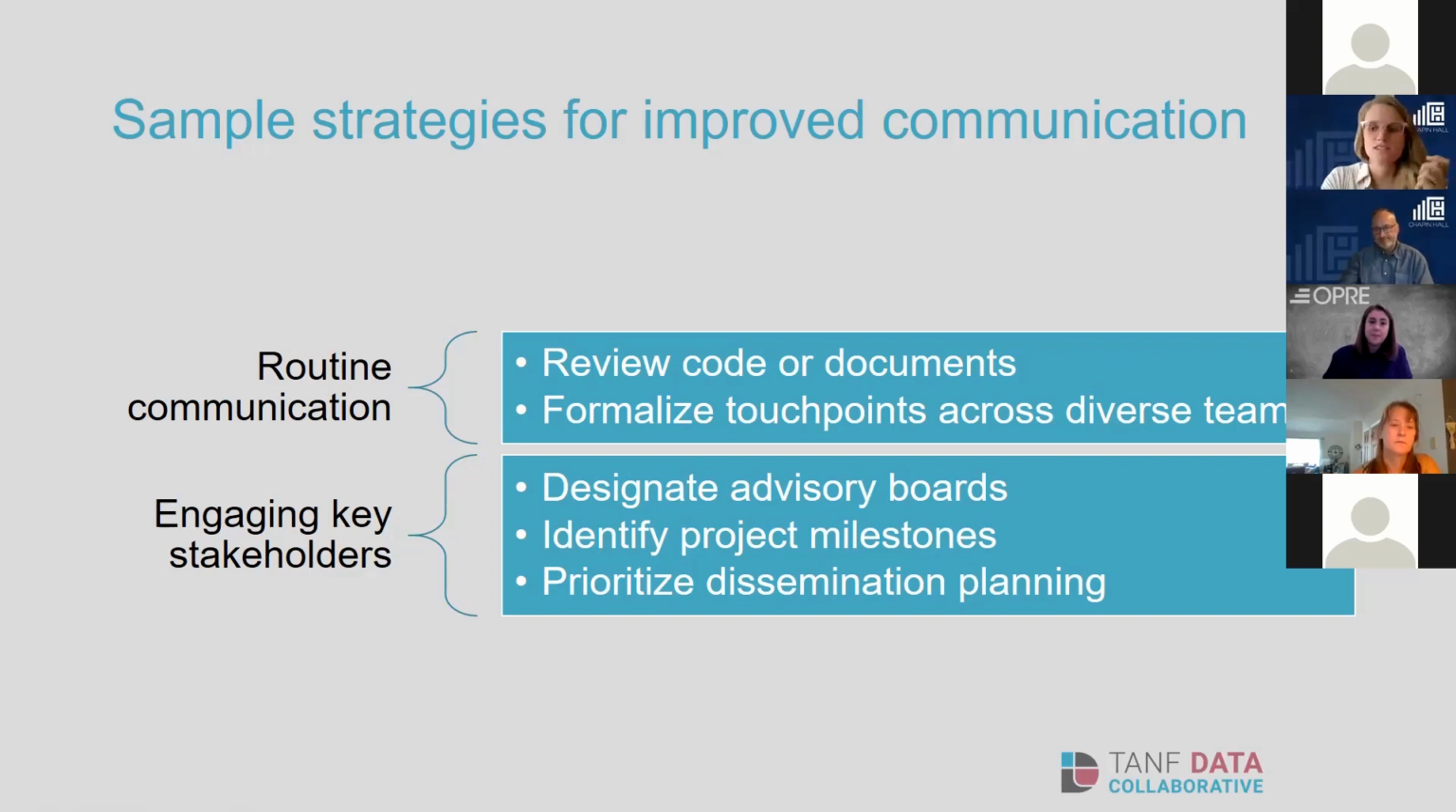When it comes to involving stakeholders, right, you could think about designating advisory boards. You can identify important project milestones that you'll say, okay, once we get to this point, we're going to bring it to this group for feedback. And it also can help you prioritize dissemination planning, right? So a lot of the communication piece is also this dissemination piece, which is, okay, we've done this analytic project, we have these results, who do we need to share it with, right? That's probably leadership, it's probably frontline staff, maybe it's going to go on your website, but thinking about that ahead of time and how you disseminate that work is really important.